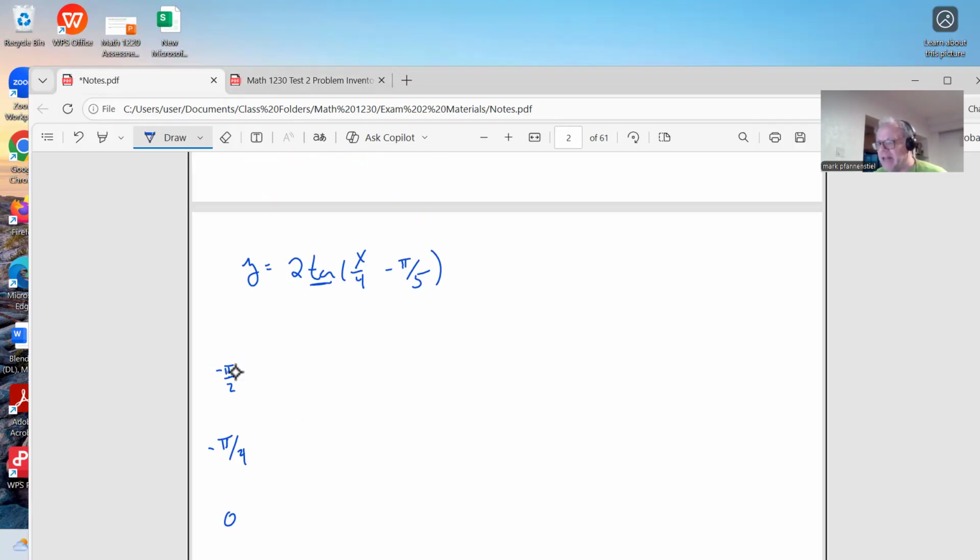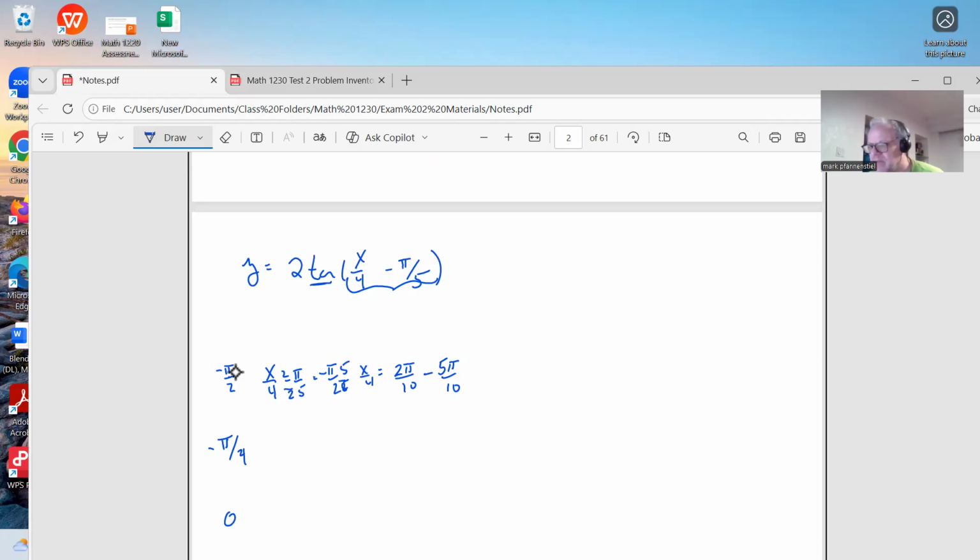Okay, so I'm going to ask the question, what does x have to be so that this whole piece here is going to be negative pi over 2? Let's find out. So we have x over 4 minus pi over 5 is equal to negative pi over 2. Let's add pi over 5 to both sides. So we have x over 4 is equal to... now I need common denominators here, don't I? So I've got 2 pi over 10, minus, and then we have a 5 pi over 10.